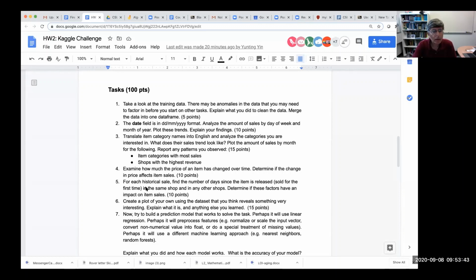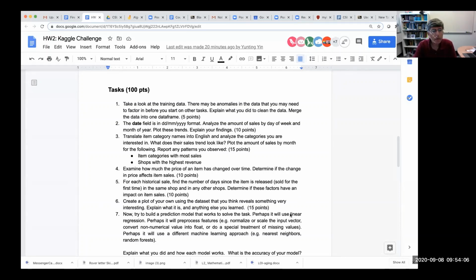And again, I want to see data about playing around with the data, trying to manipulate it to find out certain things. What's the number of days since it was released? Is an item that's been in the shop for a long time selling more or less than an item that's been in the shop very recently?